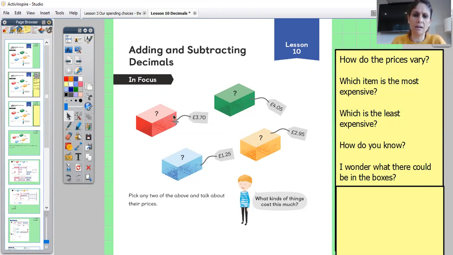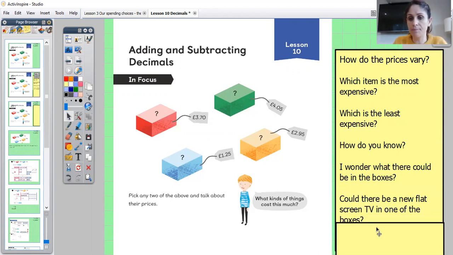So it's really good to look at it and just be aware of how much things cost, what you can buy with your money. You're starting to get older now, and that's the sort of thing that you need to be thinking about: I've got this much money, what could that actually buy me? And you might start to think about putting some money together, saving money so that you can buy bigger items. Could there be a new flat screen TV in one of the boxes?